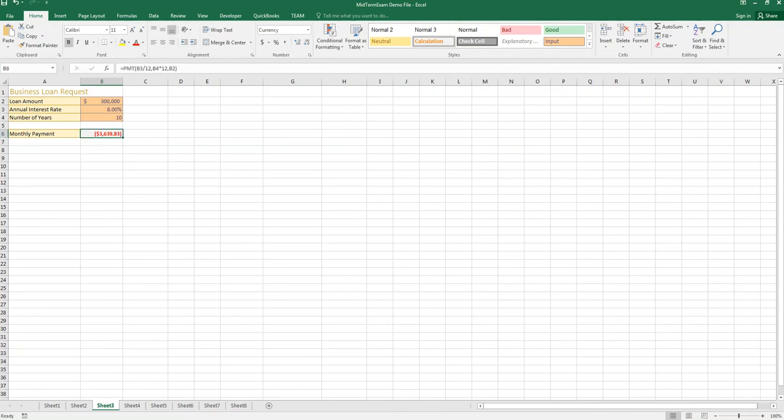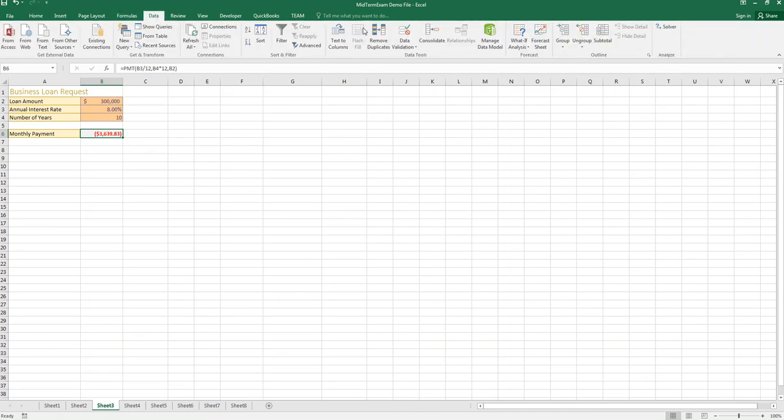And the instructions were asked to use GoalSeek to calculate how much we could borrow and only make a $3,500 payment. So if our budget was $3,500 on a payment, how much could we borrow? So we can use the GoalSeek to quickly find that.